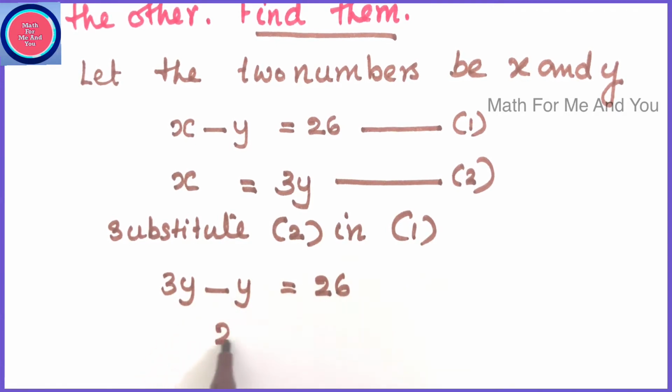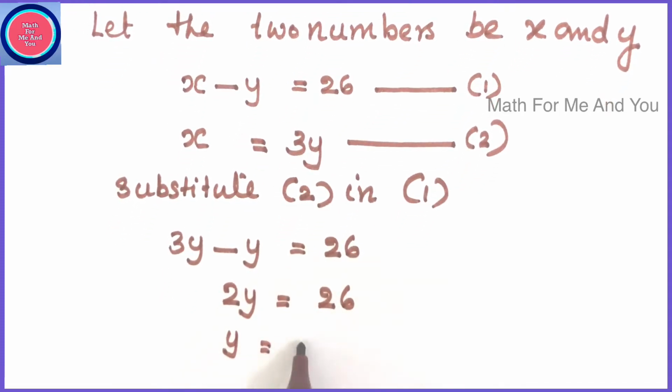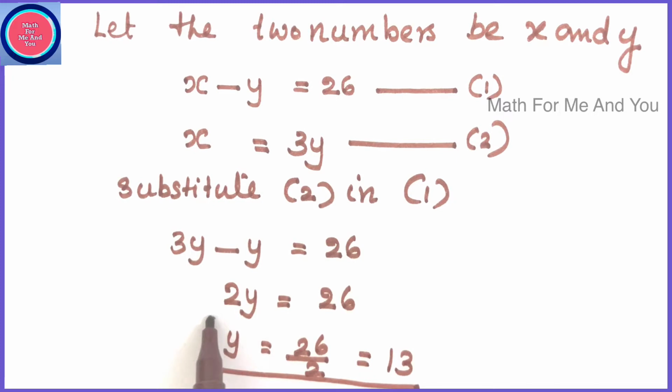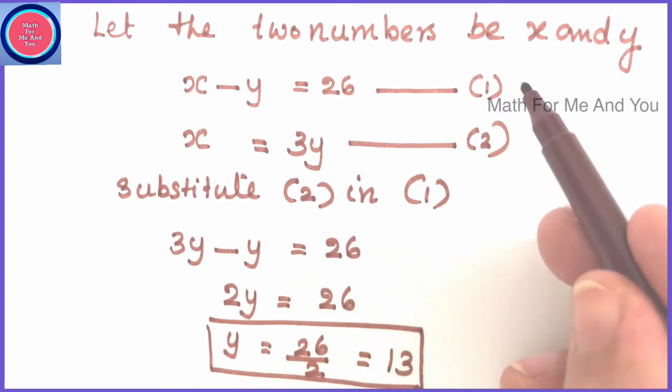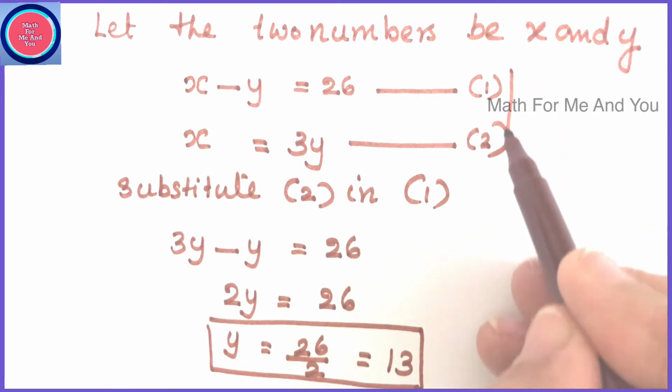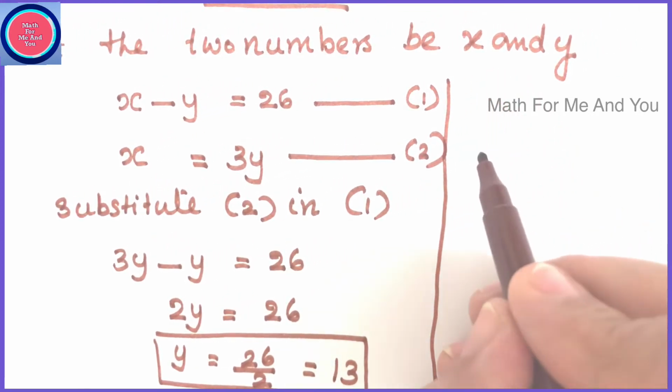See, the equation now becomes a one variable equation. 3y minus y, how much is it? 2y equals 26. What is y? Divide by 2. 26 over 2 is equal to 13. We get one number, that is y equals 13. Use this number and find the value of the other variable. From equation number 2, we can find the value of x.